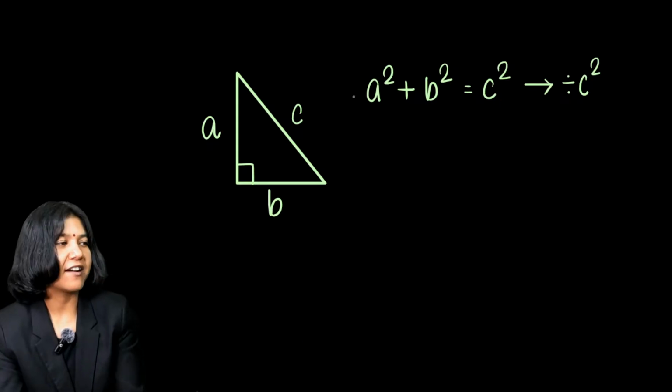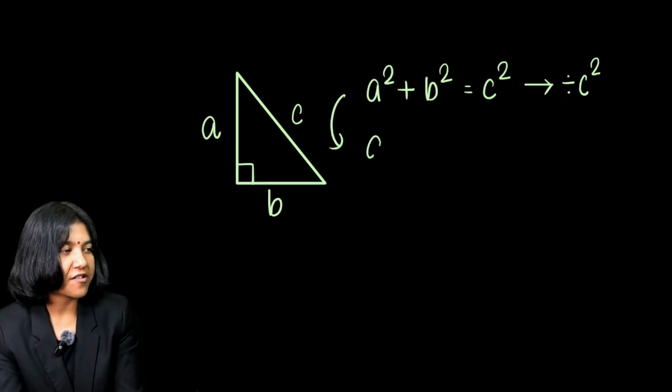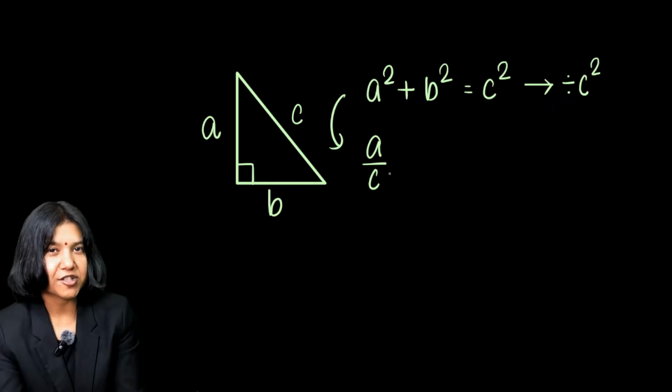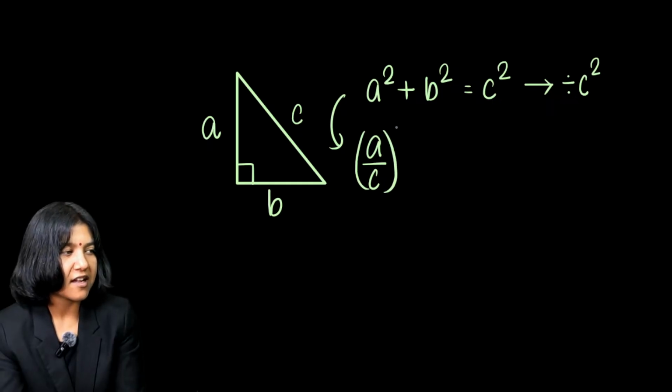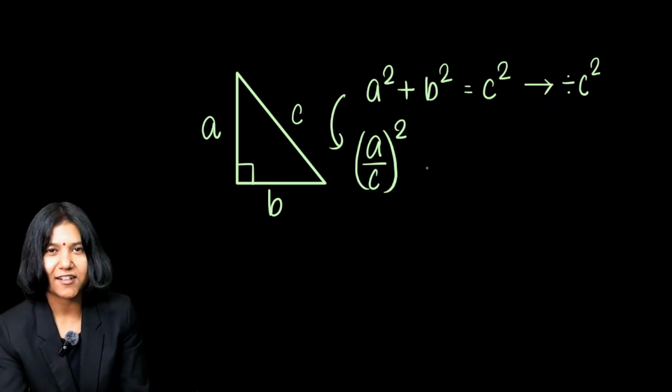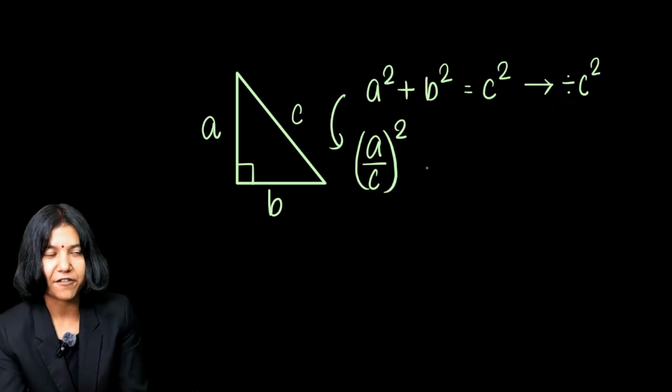What happens if I do that? My a square gets divided by c squared, and note that because both the denominator and numerator share the common power, I can write it as the square of the two. Some of my students just go and cancel out the squares. Don't ever do that. That does not make sense, ever.